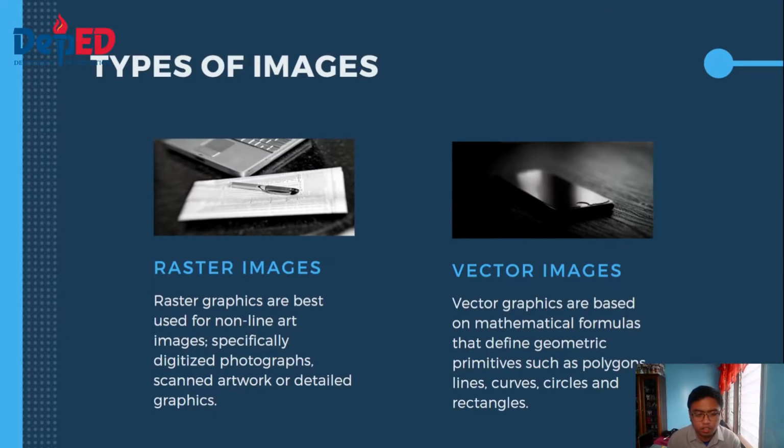One characteristic of a raster image is basically when you stretch it, it will be pixelized. It's the number one characteristic of a raster image.